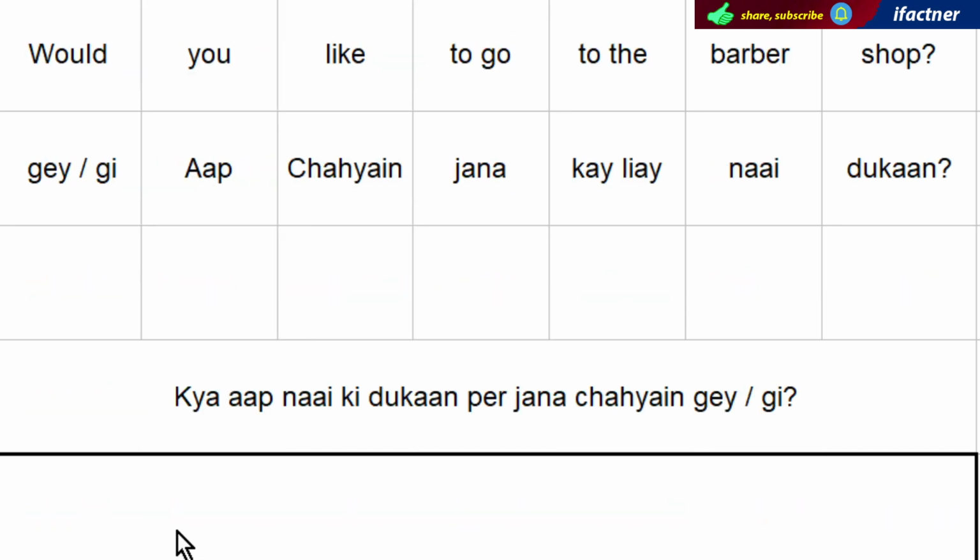The next sentence says, would you like to go to the barber shop? Now would can be translated as ge or gi. You, aap, like, chahen, to go, jana, to the, ke liye, barber, nai, shop, dukan. Now let's translate this whole English sentence in Urdu. Would you like to go to the barber shop? Kya aap nai ki dukan par jana chahenge?